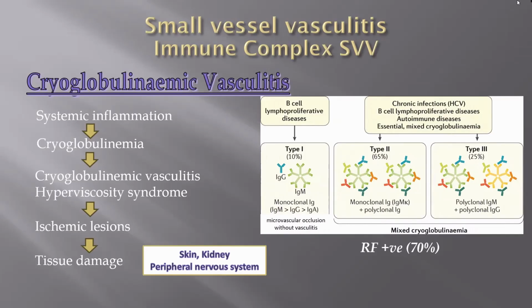Type 1 is formed of monoclonal immunoglobulins, mainly immunoglobulin M. In type 2, we have monoclonal immunoglobulin M plus polyclonal immunoglobulins. In type 3, we have polyclonal immunoglobulin M plus polyclonal immunoglobulin G. The IgM fraction in cryoglobulinemic vasculitis has a rheumatoid factor activity, so it's not surprising to have a positive rheumatoid factor in more than 70% of patients with mixed cryoglobulinemia.